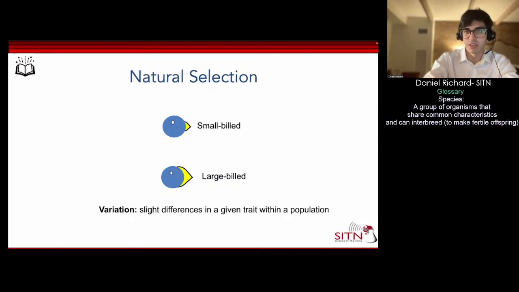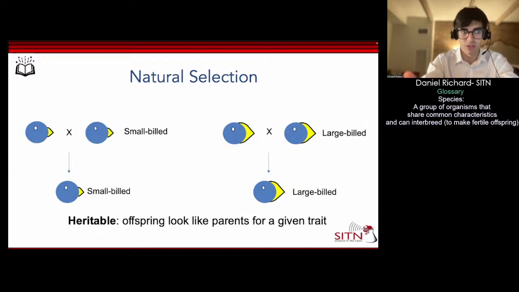What you next need is that this trait is heritable, by which I mean offspring look like parents for that trait. So here, for example, small-billed birds will tend to make small-billed offspring, and large-billed birds will tend to make large-billed offspring. The example for humans in height would be tall parents tend to have, on average, taller children. And so there's a certain degree of heritability in those traits.